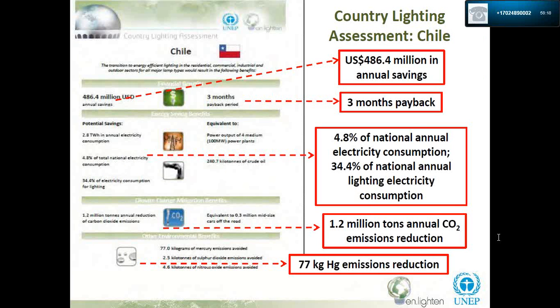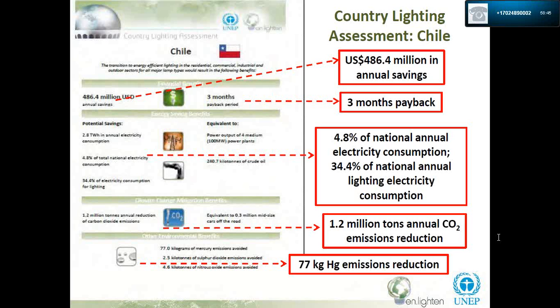This is the example of one of the country lighting assessments I mentioned before. I mentioned that we have 130 for all countries, well, actually 2/3 of the countries of the world. You can see here how a country lighting assessment is structured. You will see on the top the financial savings annually of the transition, the payback period. Below we see the electricity savings.